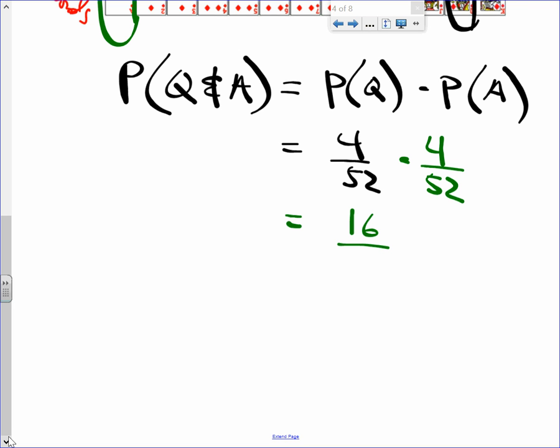179. Nah, it's way bigger than that. 52 times 52 is 2,704. It's in the thousands, man. All right, I'm going to change it to a decimal for now. So 16 divided by 2,704.